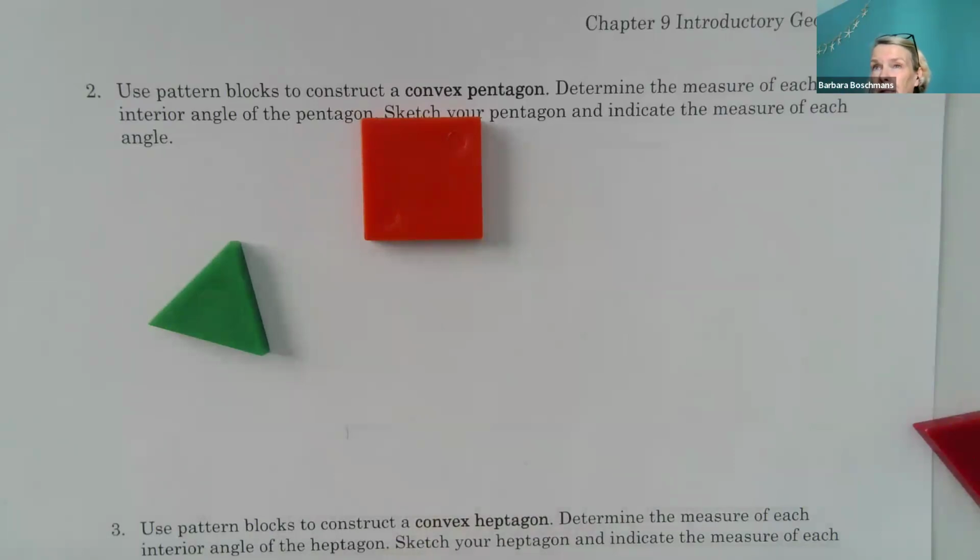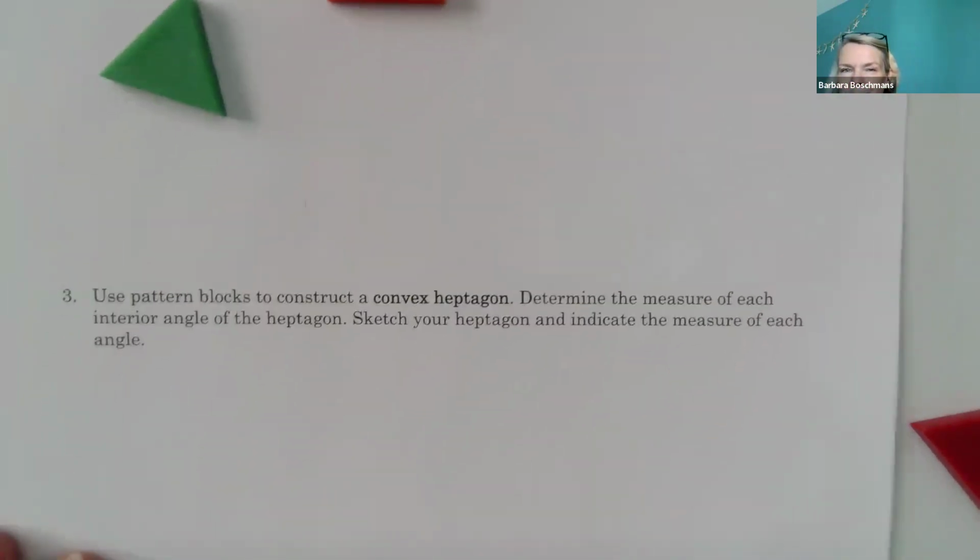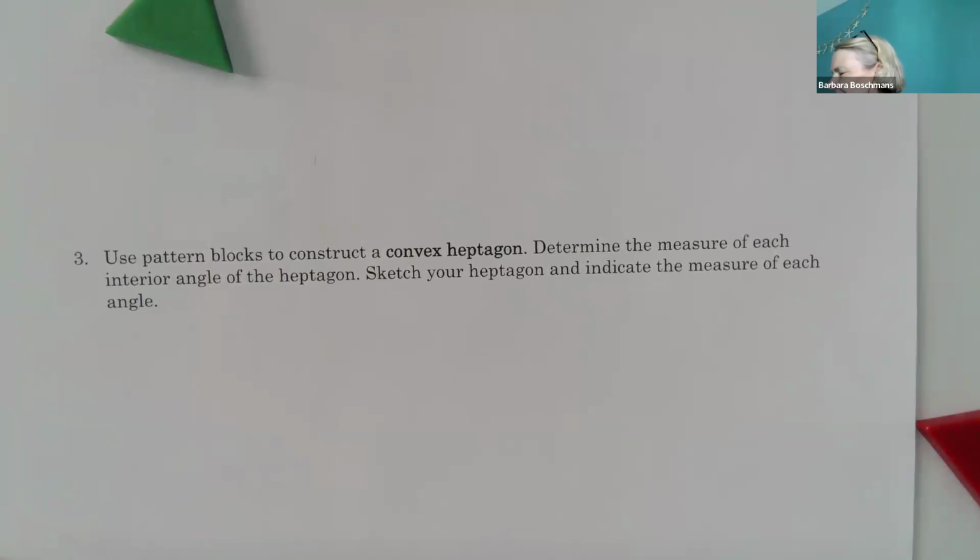It does not have to be a regular pentagon. So that means it doesn't have to be all equal sides and all equal angles. The heptagon is a little trickier. You might have to spend a little bit more time, but you want 7 sides to it. They do not have to be equal sides, or equal angles. So play with your pattern blocks and see if you can come up with the convex pentagon and convex heptagon, and then make sure you mark each of the interior angles. So for a pentagon, that's 5 angles. For a heptagon, that will be 7 angles.